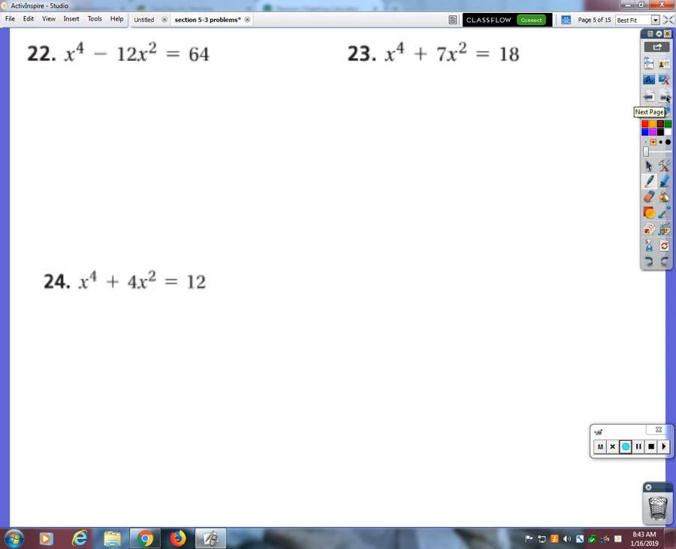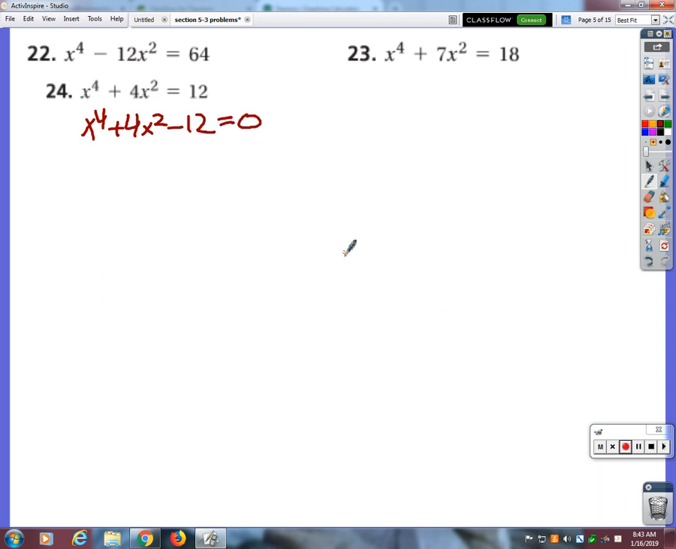All right, how about 24? So 24 is pretty similar. Yep, start by getting it set equal to 0. Okay, then what? Yep, it's got to be an x squared and an x squared because we need an x to the fourth this time. Two numbers that, nicely done, positive 6 and minus 2.